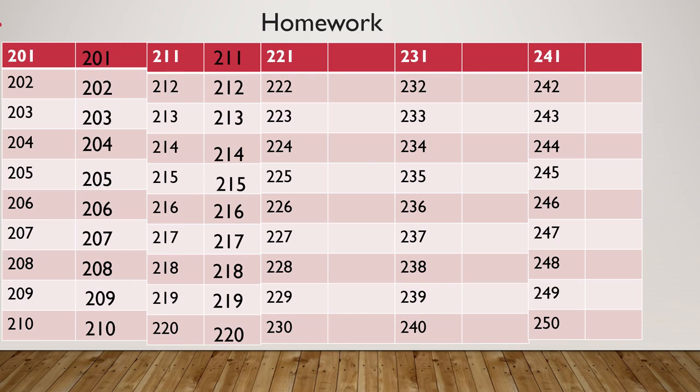Next row is 221. Then I will write here 221. Next is 222, and I will write here 222. We will fill the same numbers in these columns. Next is 223, then 223. Next is 224, then 224. Next is 225, then 225.